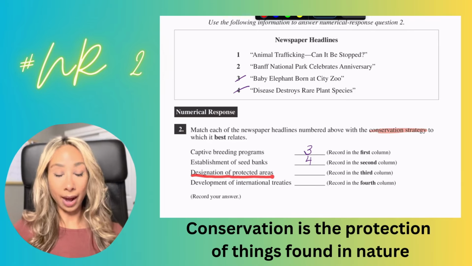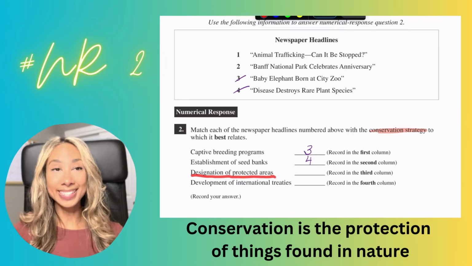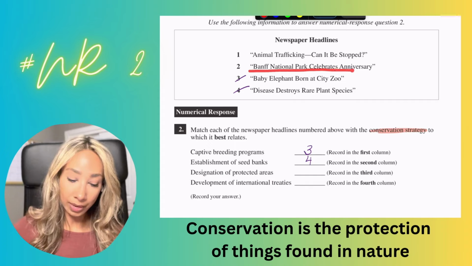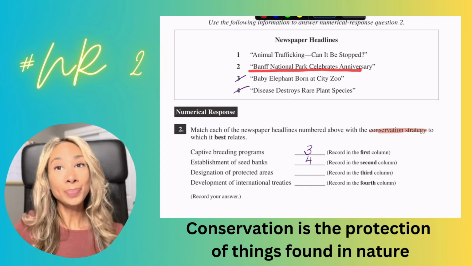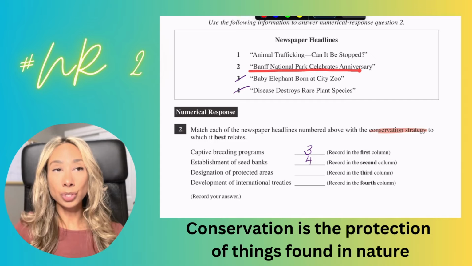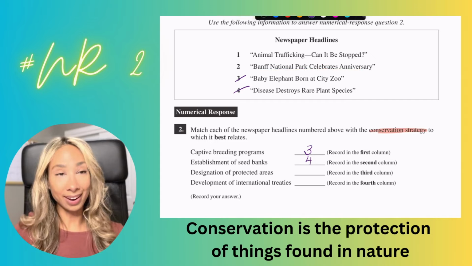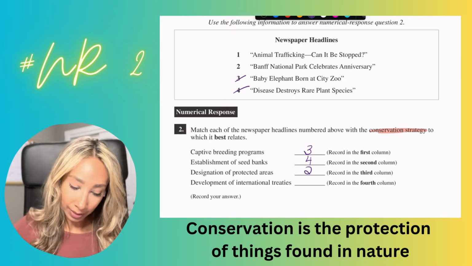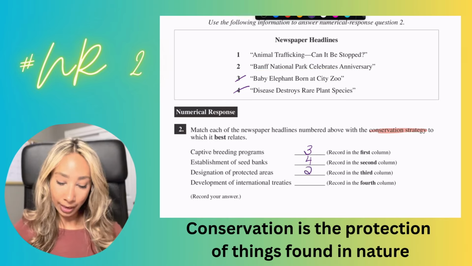Let's look at our next statement. Designation of protected areas. With this, the protected area is going to fit best with Banff National Park. That's because lots of our parks are designed to make sure organisms have a safe home so humans don't threaten that area. So for that option, we're definitely going to look at number 2 as the matching headline.